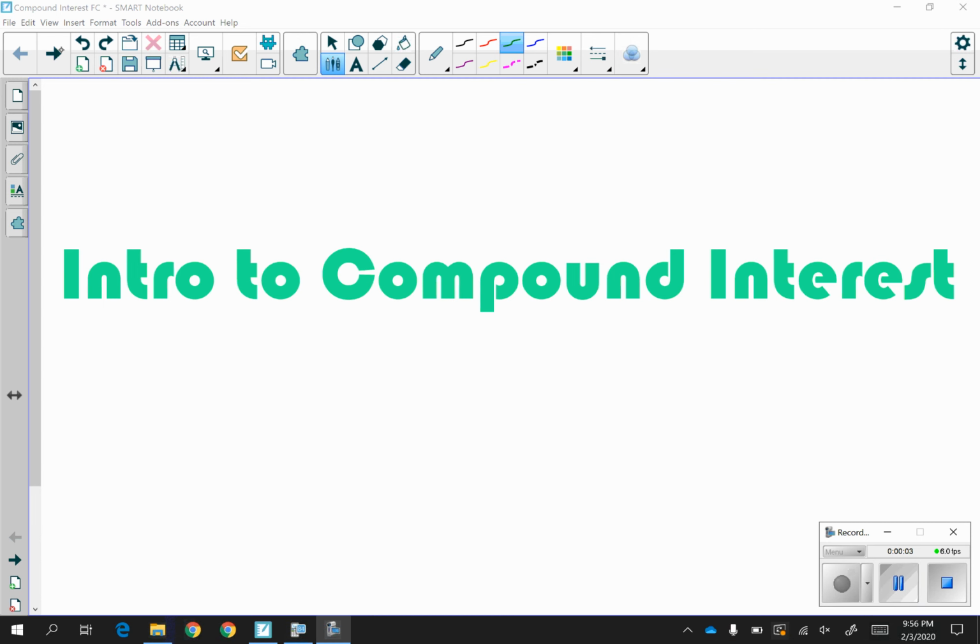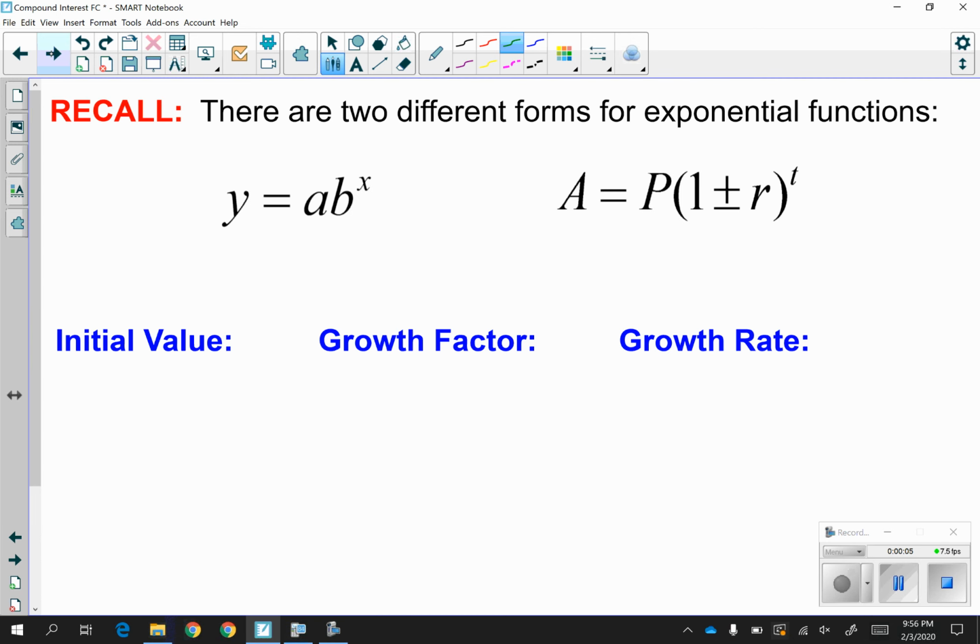Welcome to Intro to Compound Interest. So we have the two formulas that we know already. The initial of the one on the left is A, and the initial of the one on the right is P. It's also called your principal amount.